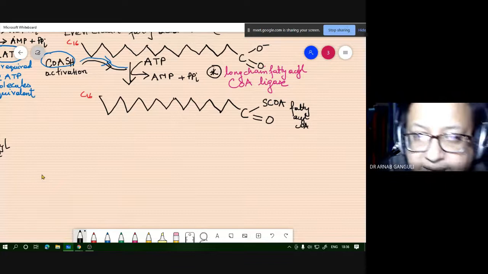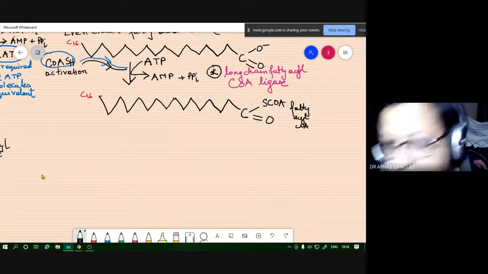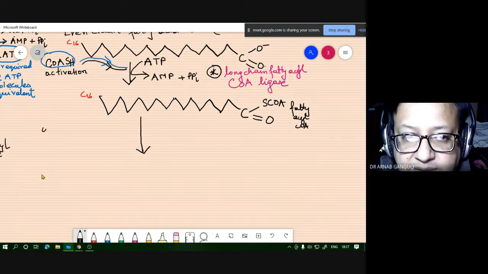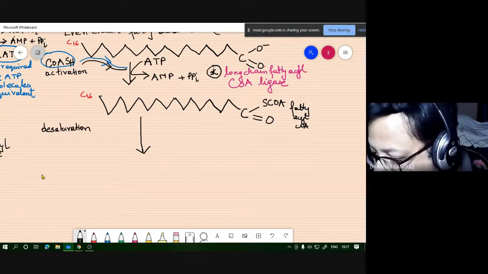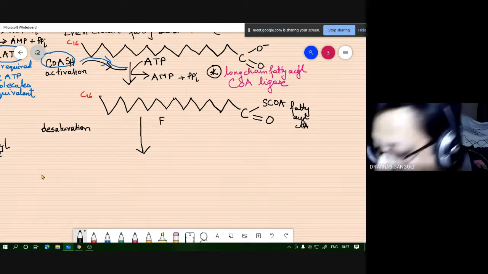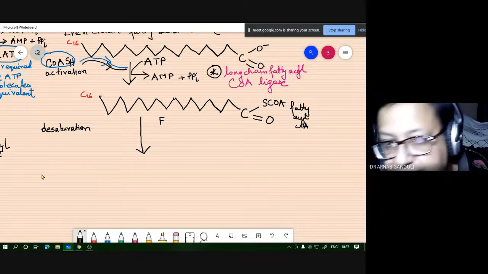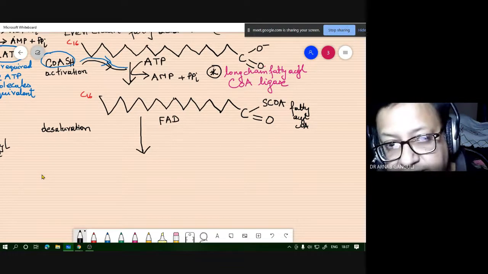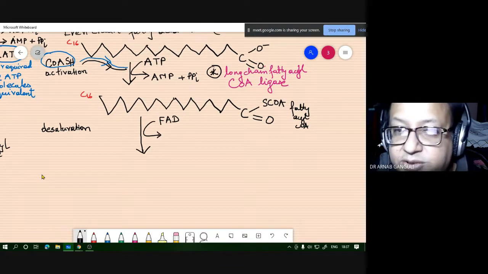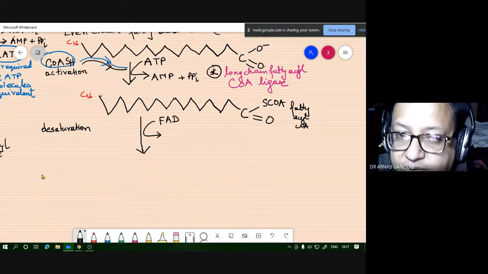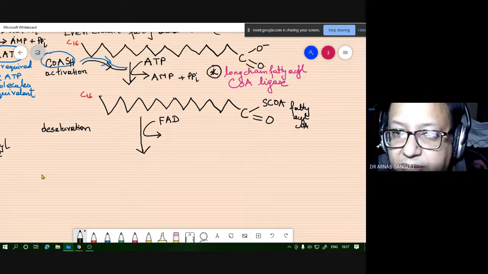Now we are going to the next step. This is known as desaturation. Here, one molecule of FAD takes two hydrogen. If it takes two hydrogen, immediately a double bond forms.